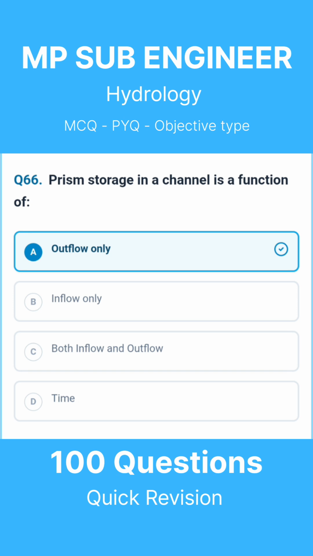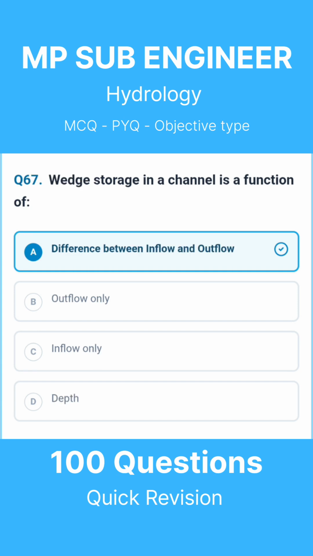Question 66. Prism storage in a channel is a function of. The correct answer is outflow only. Question 67. Wedge storage in a channel is a function of. The correct answer is difference between inflow and outflow.